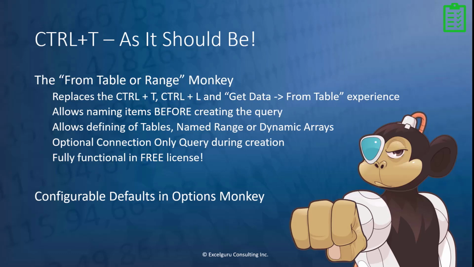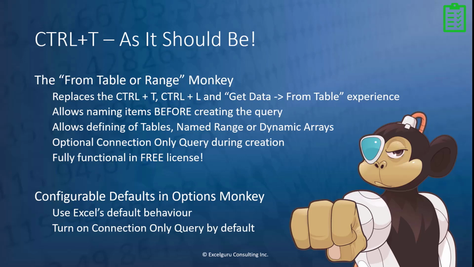We also have some configurable options in our Options Monkey, which allows you to use default Excel behavior for any one or all of these different items. Maybe you actually want to hold on to the default behavior for some reason. I'm not sure why, but we'll let you do it. If you want to, you can also turn on the ability to create a connection-only query by default, so you can uncheck it at runtime. So let's hop over into a quick demo and take a look at how Control-T should be functioning.